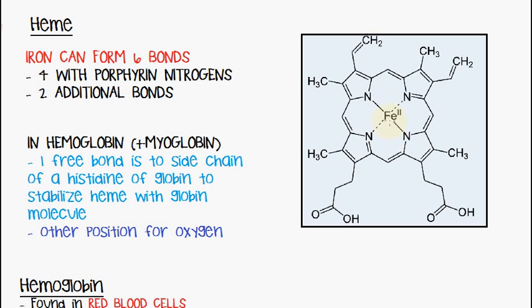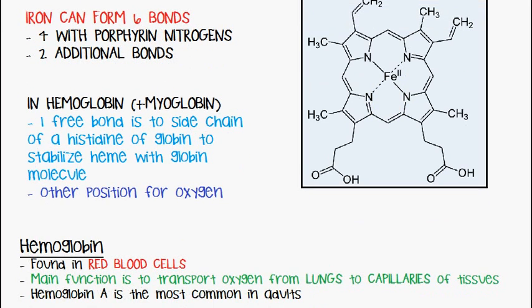One of them will go to a side chain of histidine from the globin itself, so from the globular protein, and this helps to stabilize this heme with the actual globular protein. And then the final position is for the iron to bind oxygen.